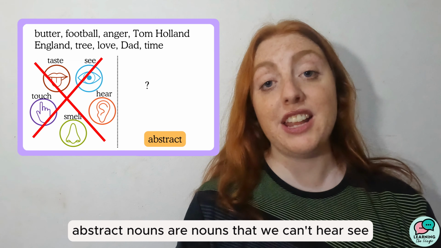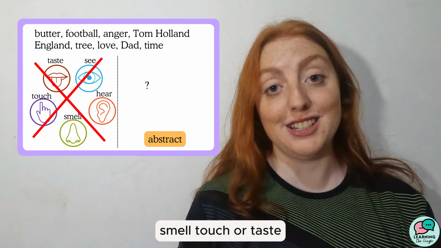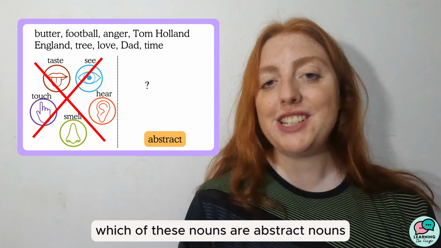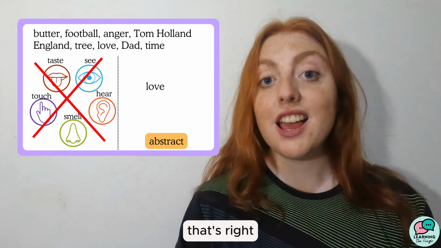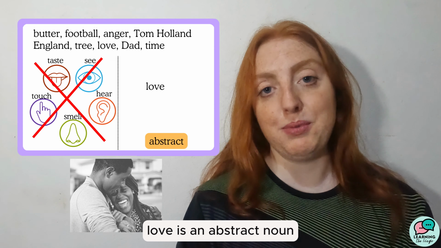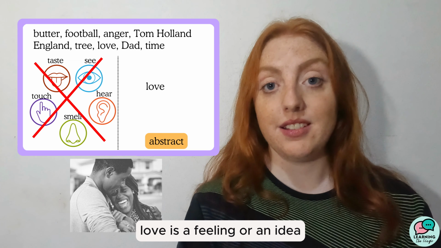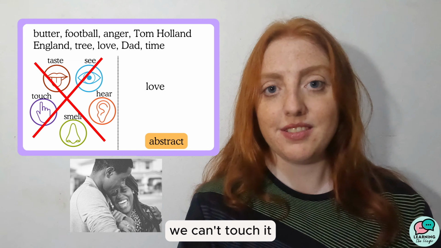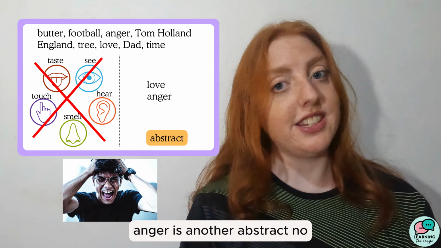Abstract nouns are nouns that we can't hear, see, smell, touch, or taste. Which of these nouns are abstract nouns? That's right, love is an abstract noun. Love is a feeling or an idea. We can't touch it, we can't see it. Anger is another abstract noun.